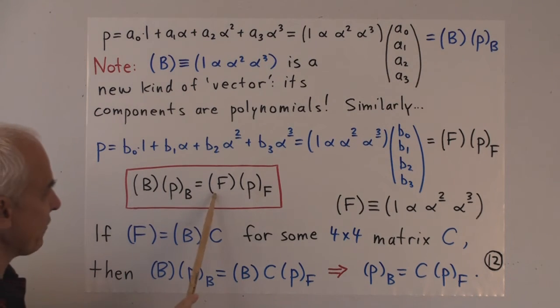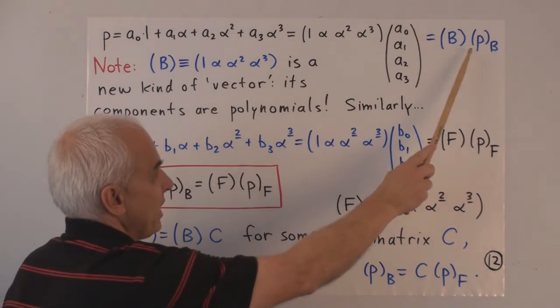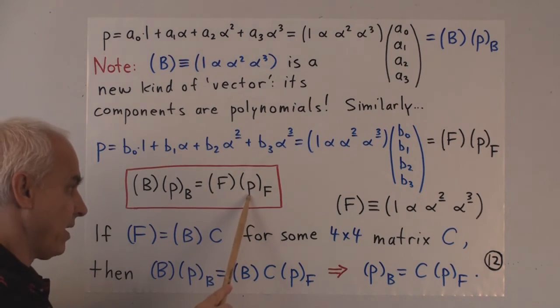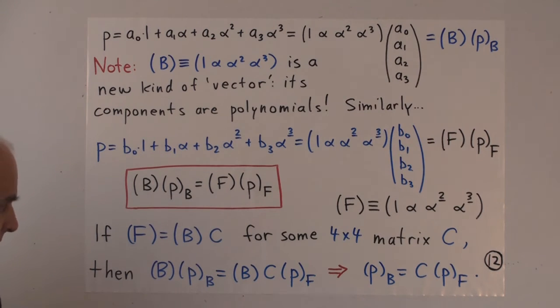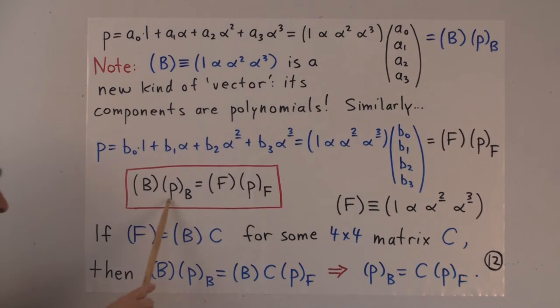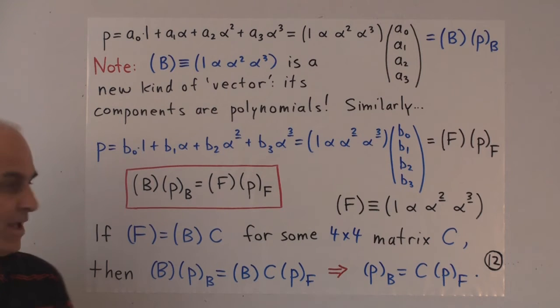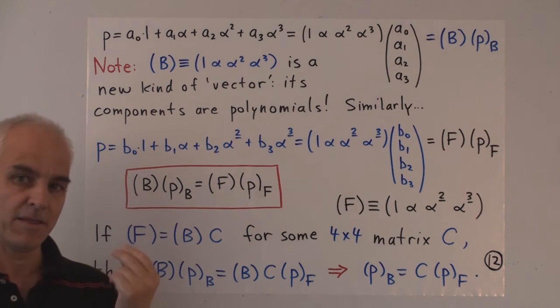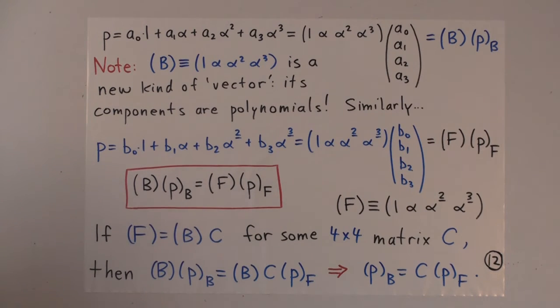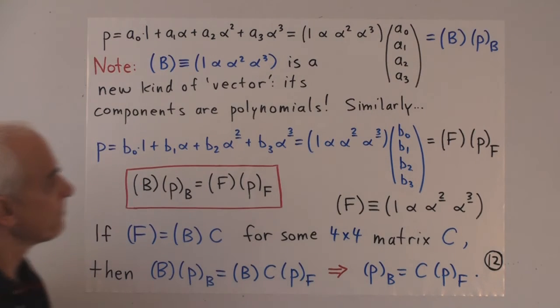Both of these are expressions for p. Here, the vector b times the coordinate vector for p with respect to b is equal to the vector f times the coordinate vector of p with respect to f. And this is a very nice equation that's valid for any polynomial p. And in fact, it's valid for any bases b and f of the space. These are just different ways of representing the polynomial p in the space with respect to these two bases. There's our vector f explicitly.